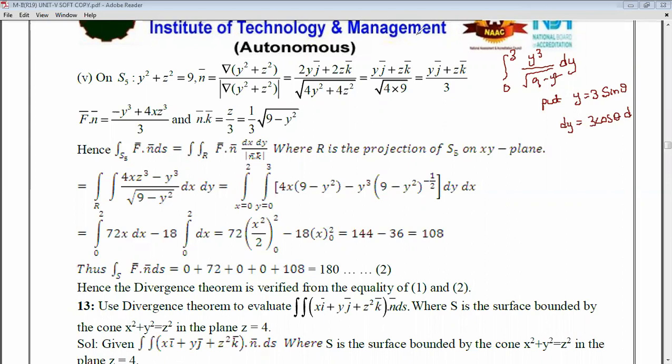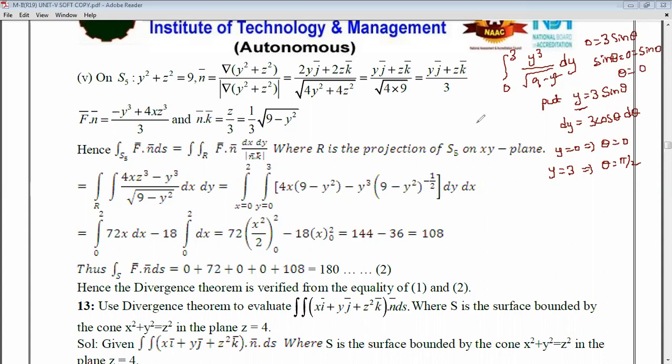And next, coming to the limits, if y is equal to 0 then theta is equal to 0, and y is equal to 3, obviously theta is equal to pi by 2. How are we getting this? If you substitute y as 0, 0 is equal to 3 sine theta. So 0 by 3 is 0. So sine theta is equal to 0, and sine becomes 0 at 0. So theta is equal to 0.